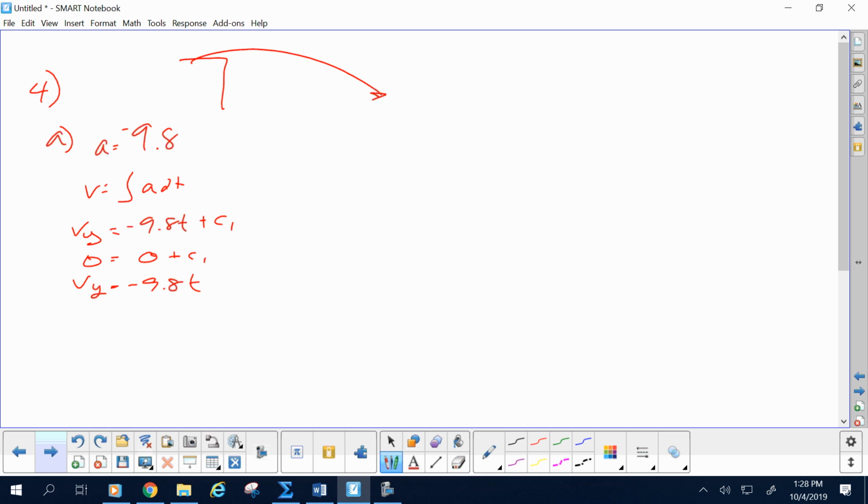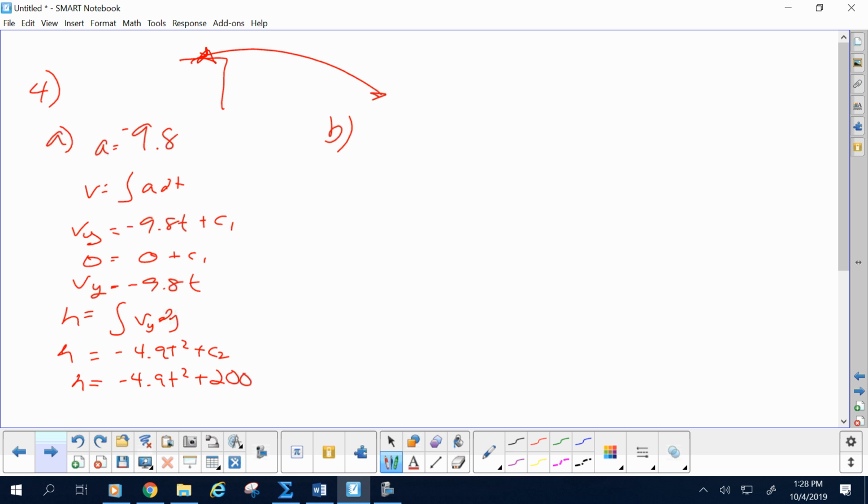And through the same kind of process, the height, or the y, is the antiderivative of velocity. So that's negative 4.9 t squared plus a new constant. And I think they tell you the initial height is 200 at time 0. So negative 4.9 t squared plus 200. Do you agree on A? Cool. B.